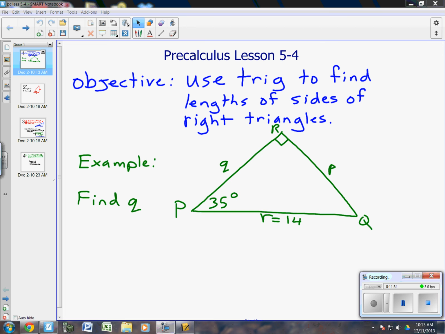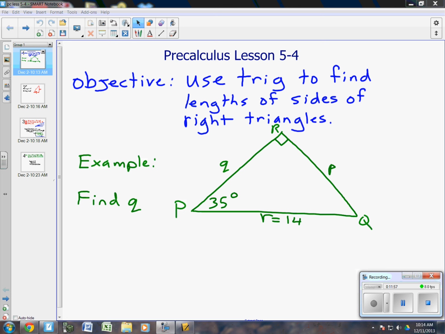So the objective for today is to use trig to find the lengths of the sides of right triangles. I'm giving you that the length of this hypotenuse is 14. We have a 35-degree angle right here. One of the acute angles is 35 degrees. It is a right triangle, so we can use right triangle trigonometry on here. I want you guys to find Q and P. Use right triangle trigonometry, SOHCAHTOA, okay?